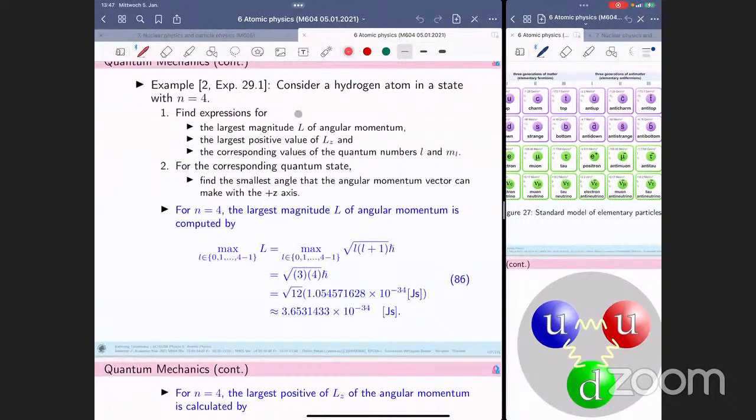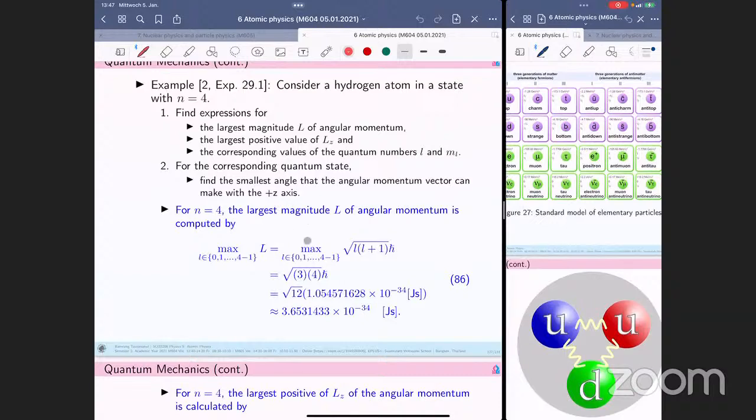Consider a hydrogen atom in a state when n equals 4. Find the expression for the largest magnitude L of angular momentum, the largest positive value Lz, and the corresponding values of the quantum numbers l and ml. For the corresponding quantum state, find the smallest angle that the angular momentum vector can make with the positive z-axis.